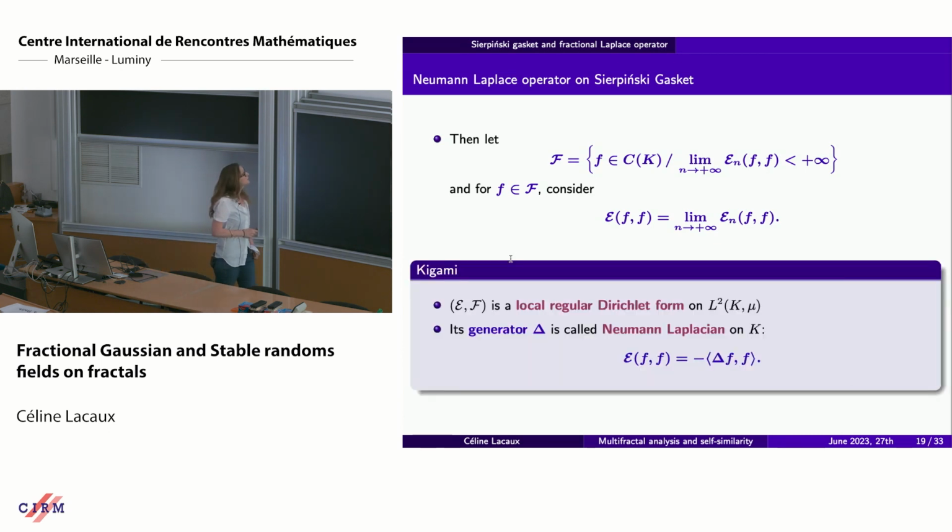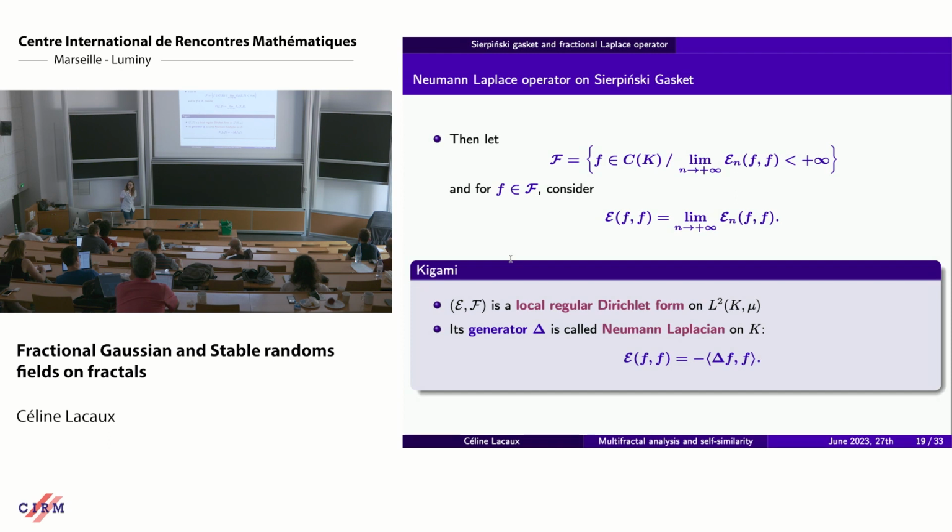So now there is some result in Kigami. There is a book by Kigami, Analysis on Fractals, where you can find a lot of things. You can see in this book, for example, that the quadratic form equipped with this set F is what we call a local regular Dirichlet form on L2. And when you have a local Dirichlet form, there is an operator associated to it that I denote by delta. We call this operator the Laplace operator.